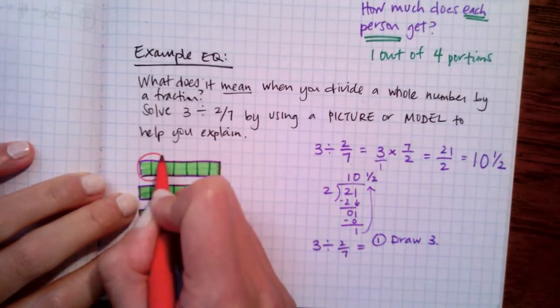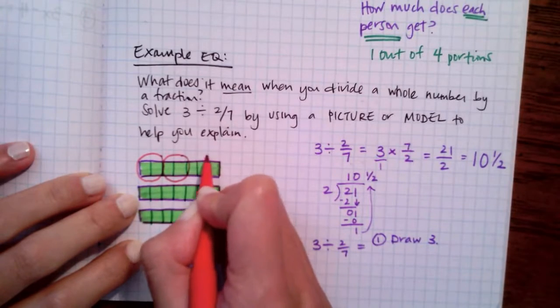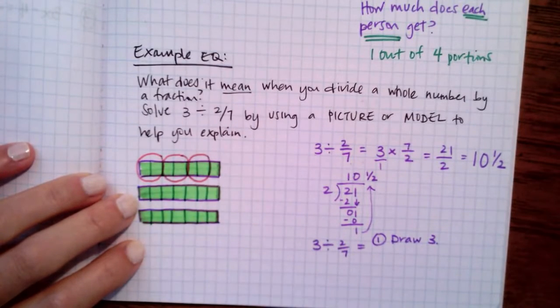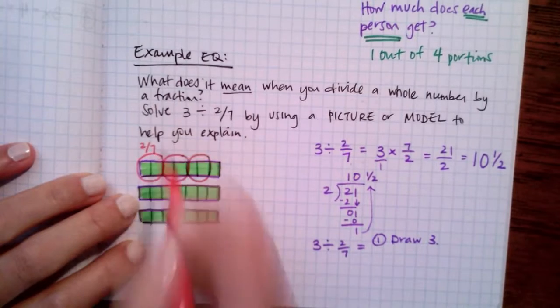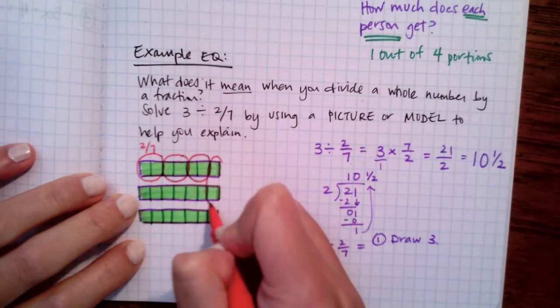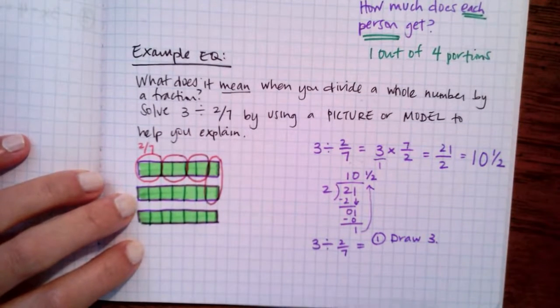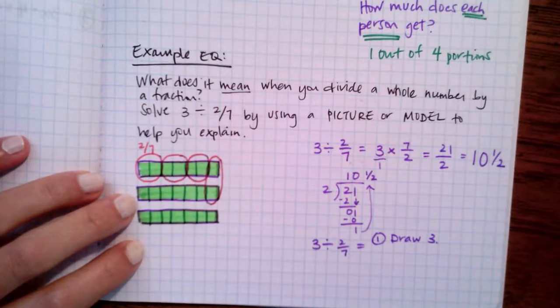Here's 1 group of 2/7. Here's another group of 2/7. And here's another group of 2/7. Okay? Each of these is a group of 2/7. Let me go ahead and circle these 2 together. That's also a group of 2/7. Let me make this clearer.